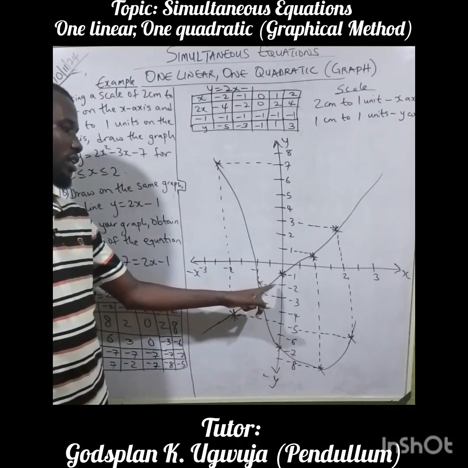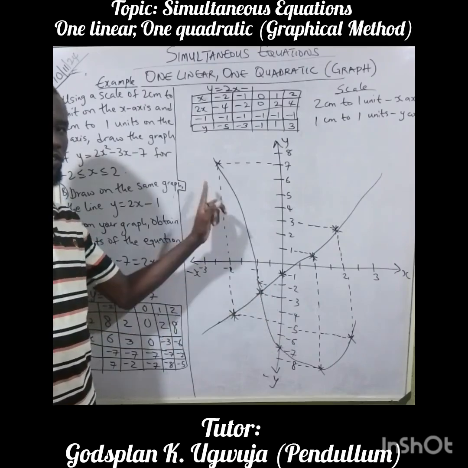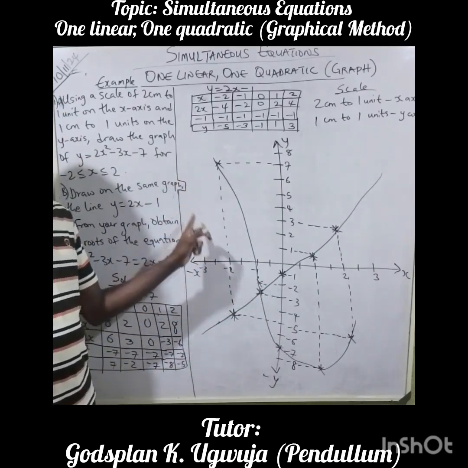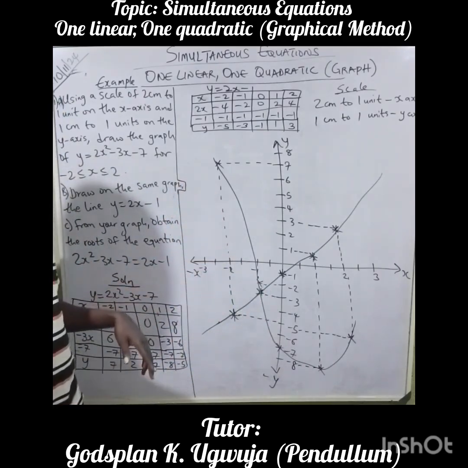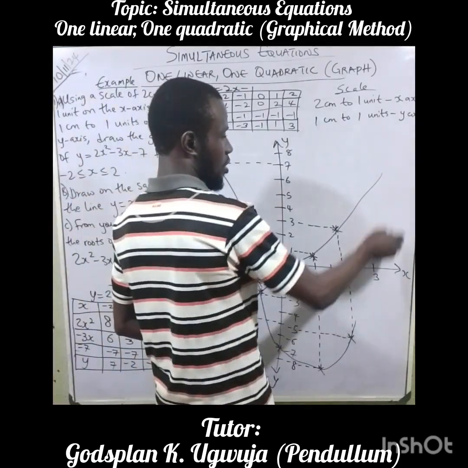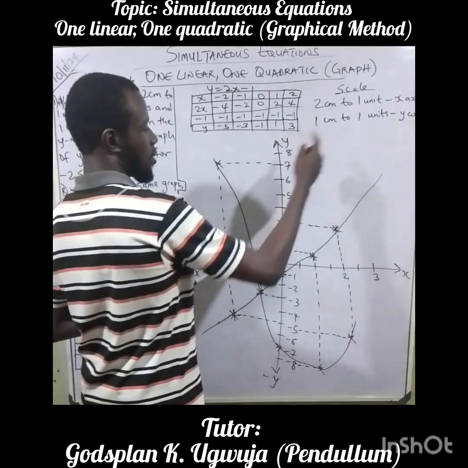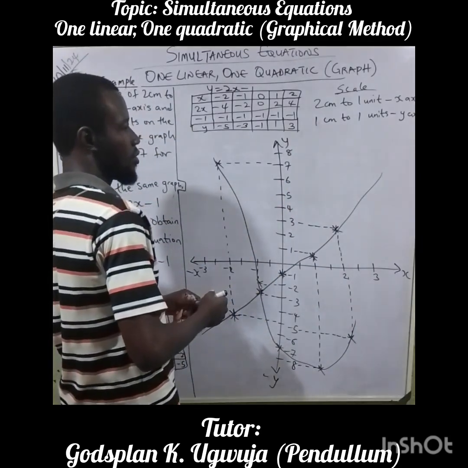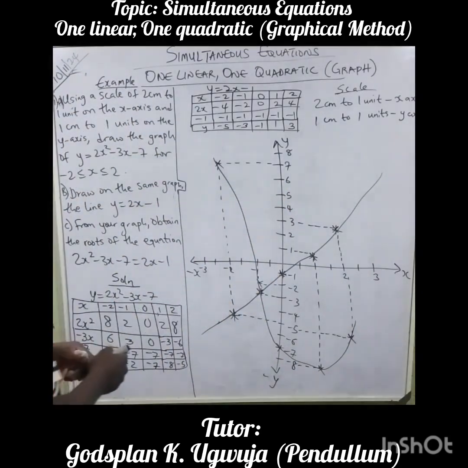The two places where this line cuts the curve, you trace it to x, trace it to y. Those are your two equations. So we have to extend this one a bit so that it comes up and we see exactly where it gets.